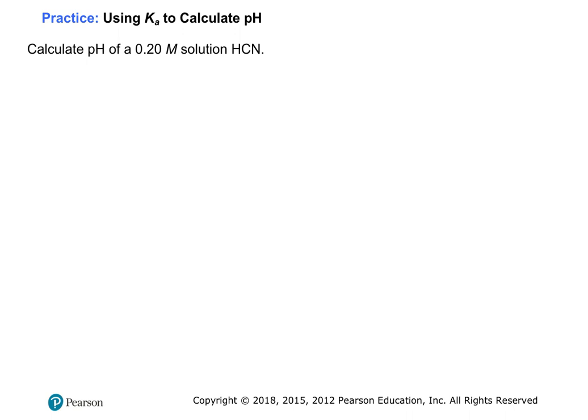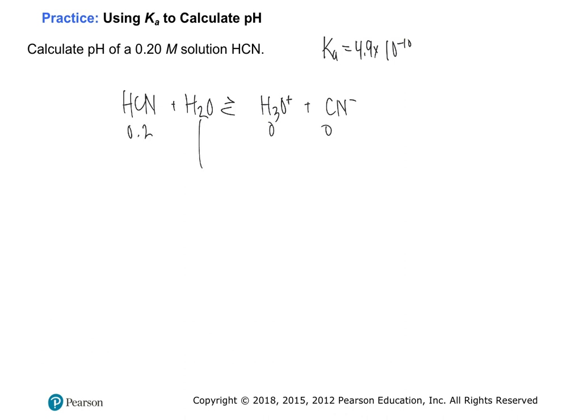Okay, now let's do the pH of hydrocyanic acid. We have 0.2 molar. And if we go look back at that chart, I can see hydrocyanic acid has a Ka that equals 4.9 times 10 to the negative 10. So very, very weak. So we're going to write our dissociation. Hydrocyanic acid and water gives me hydronium and cyanide. So I have 0.2 molar of that and no products initially. Now I'm going to minus X from reactants and plus X to the products.